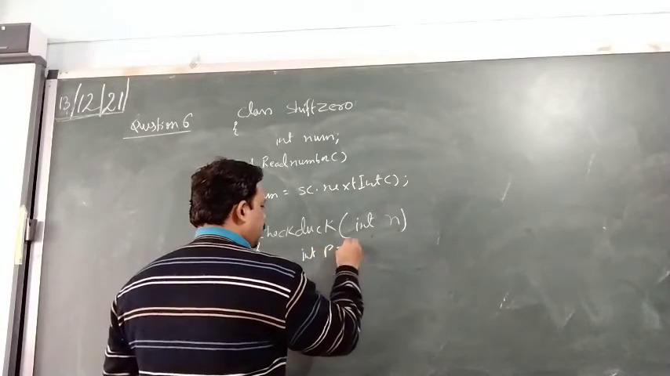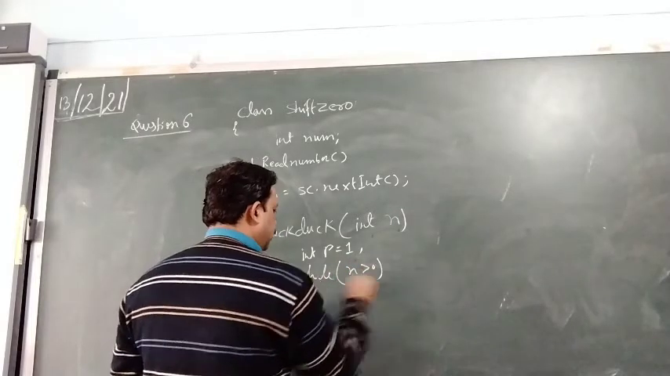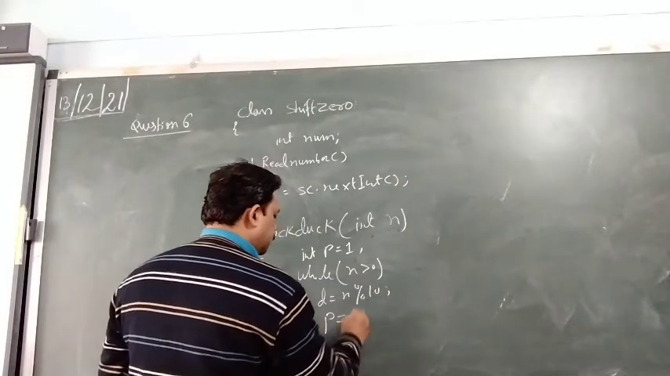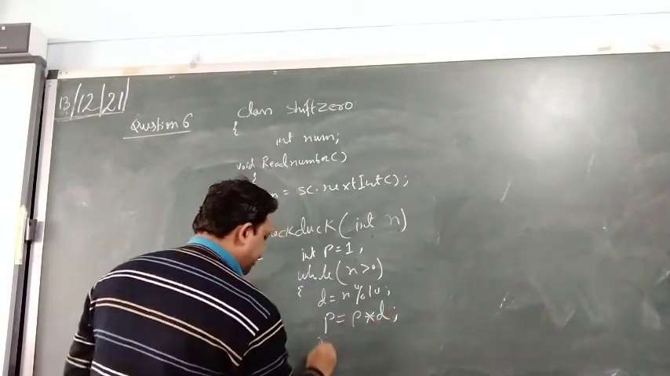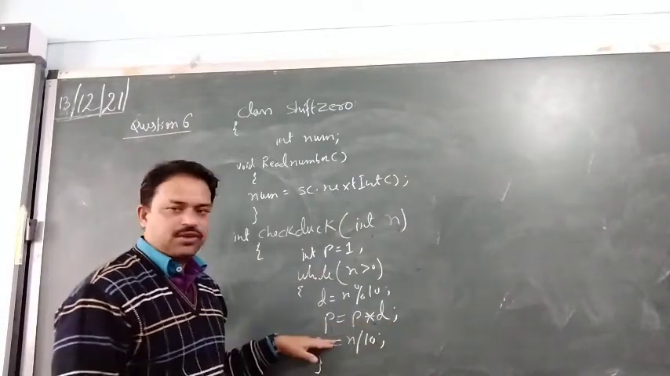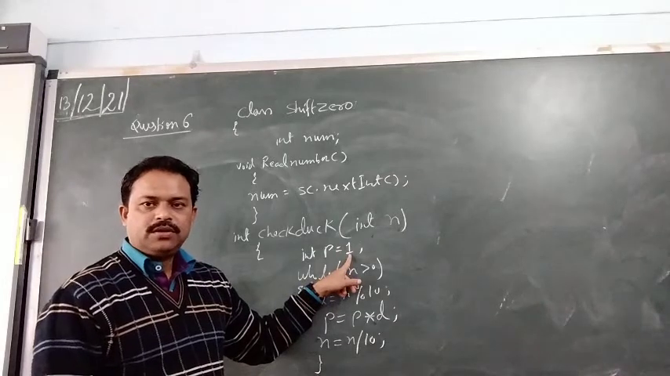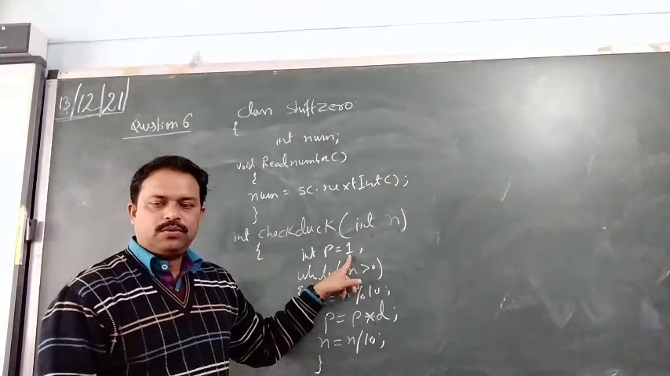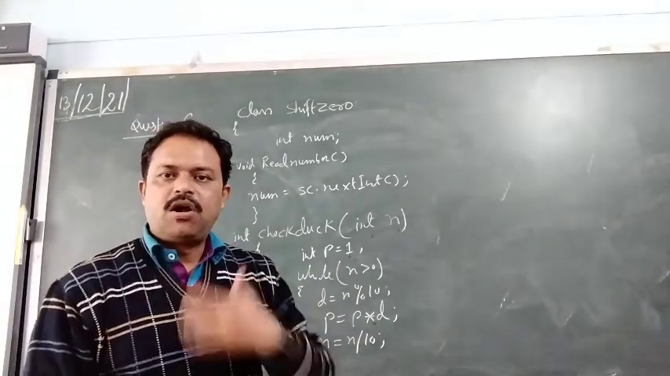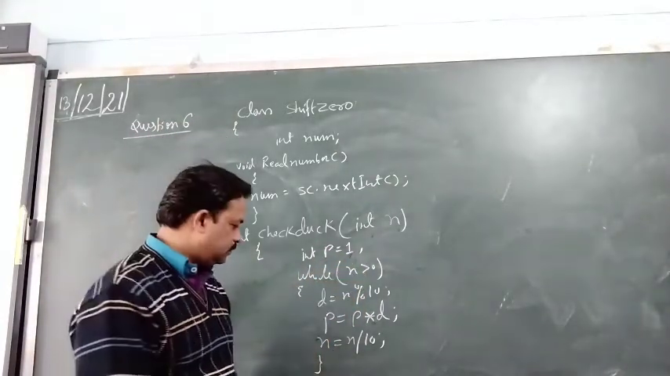Take one local variable p equal to 1, initialize p equal to 1, and just take out the digits. While n greater than 0, d is equal to n mod 10, p equal to p into d, and update the value: n is equal to n divided by 10. Close the while loop. Take the multiplication of digits, and be careful, p must be initialized by 1. Don't initialize it by 0, otherwise all the values will become 0. So be careful, p must be initialized by 1.